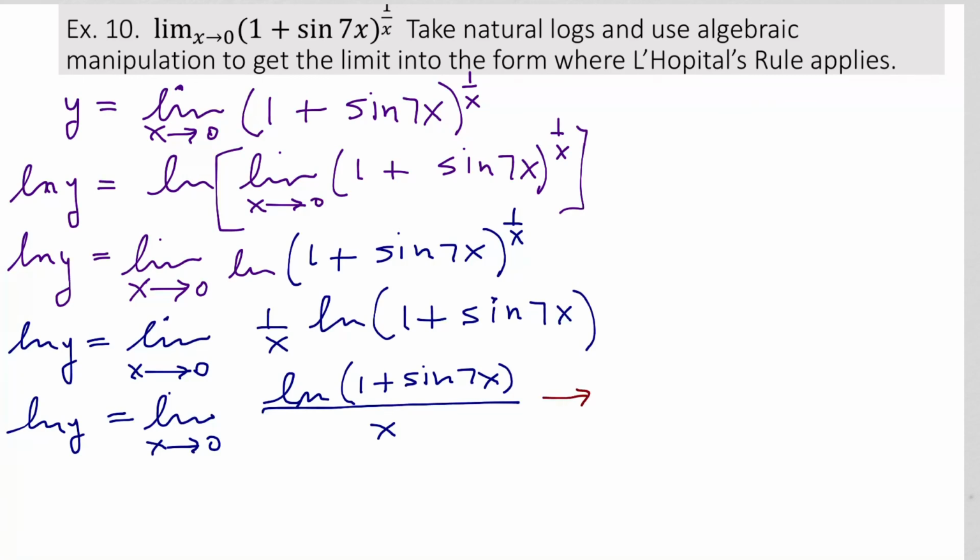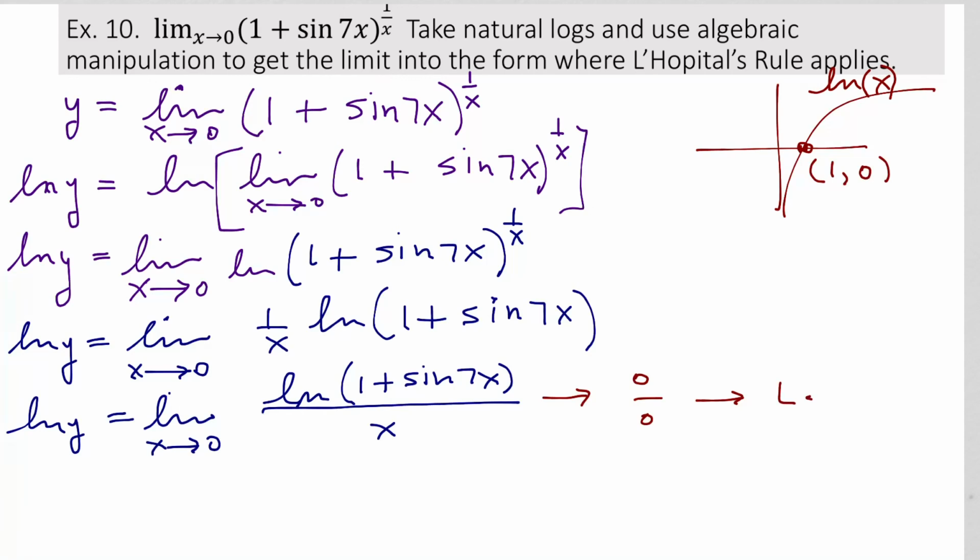All right, now let's see what we have. So if we approach 0, we'll have the ln of 1 plus the sine of 0, which is 0. Remember we said the ln of 1 is 0, where this is the ln of x graph. All right, so that's the natural log of 1 we said was 0. So 0 in the numerator, and then, of course, 0 in the denominator. So this says L'Hopital's rule applies.